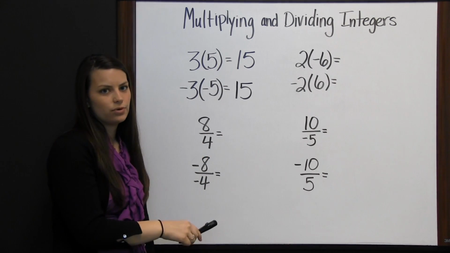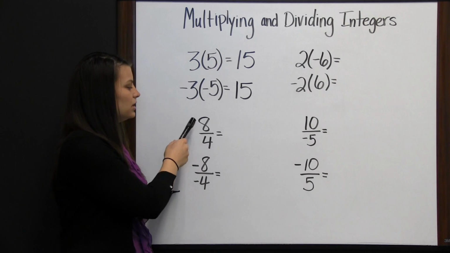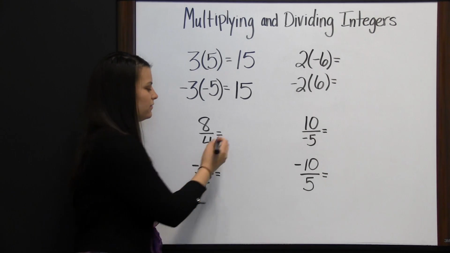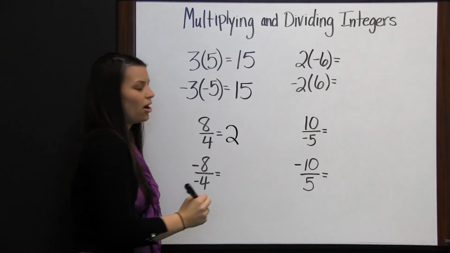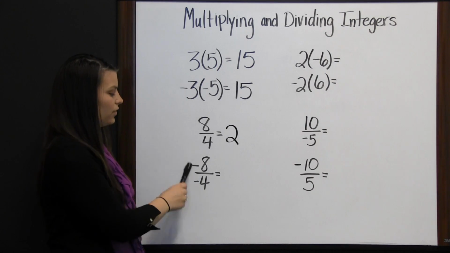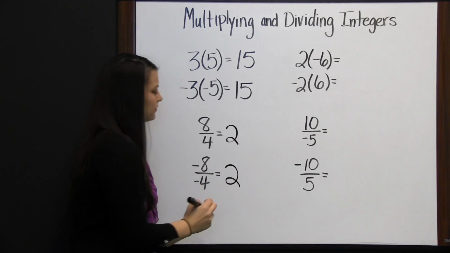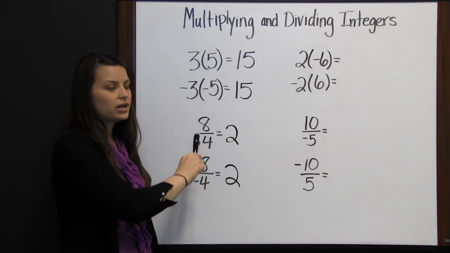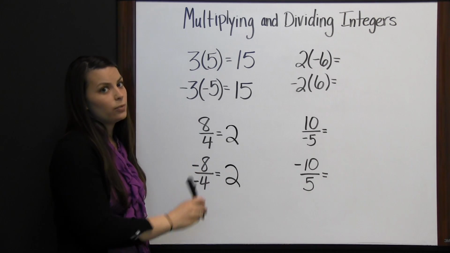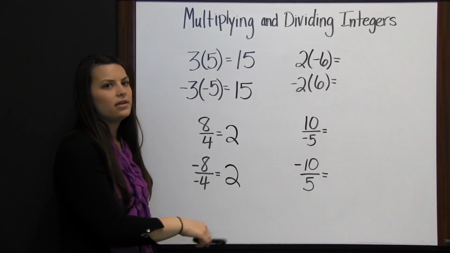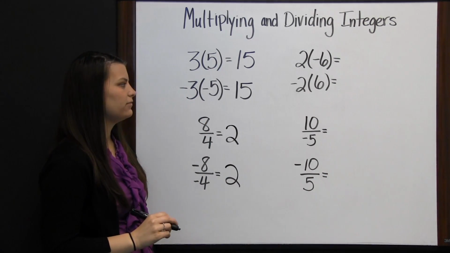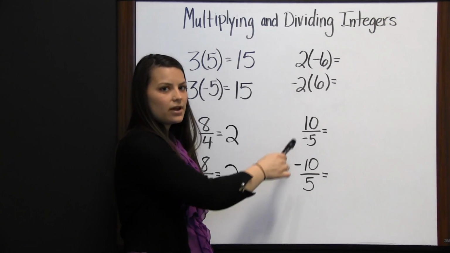The same is true with division. If both integers are positive, the result is positive. And if both integers are negative, the result is positive. So as long as both your integers have the same sign when you're multiplying or dividing, then your result is positive.